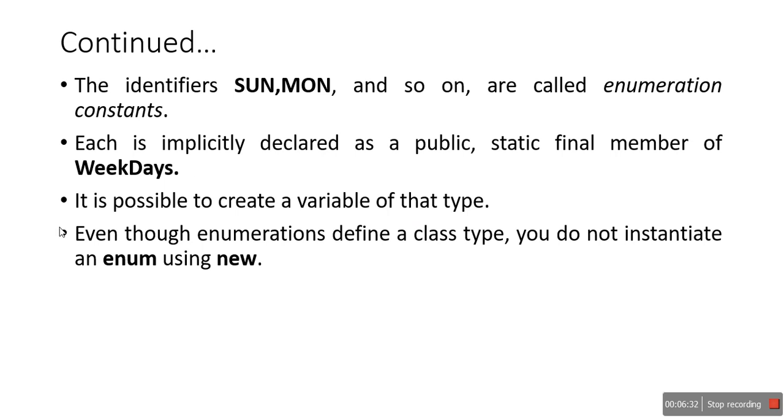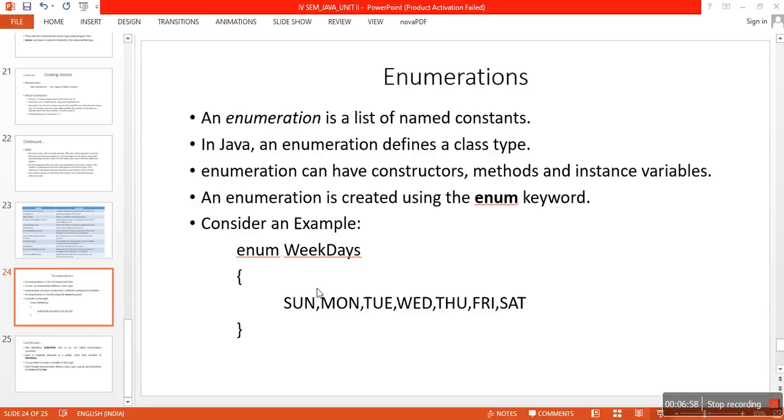Next, even though enumeration defines a class type, you do not instantiate an enum using the new keyword. The new operator, I said, only makes it possible to create an instance variable or a reference variable, not actually the objects of the enumeration type. Okay, let's see an example of this enumeration.